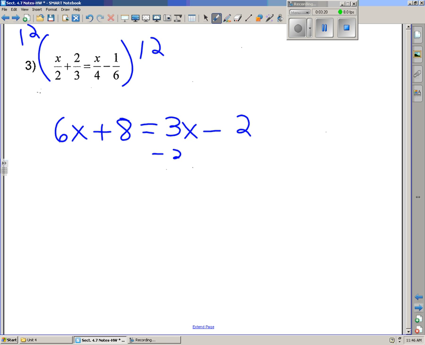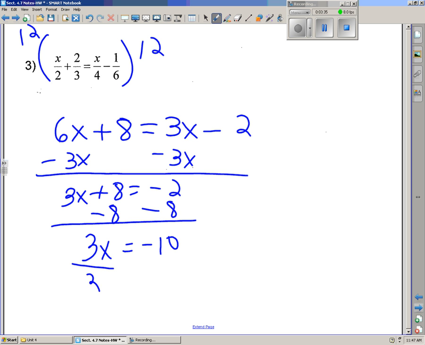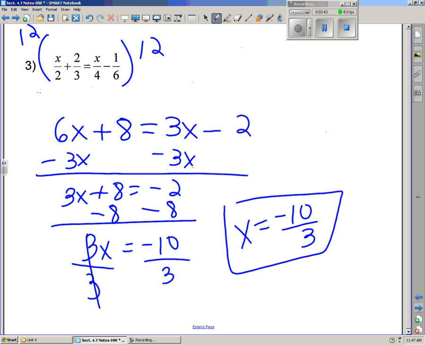Solve for x, subtract 3x on both sides. And then you get 3x plus 8 equals negative 2. Subtract 8 on both sides and get 3x equals negative 10. Divide both sides by 3 and you end up with a fraction. Not a big deal. Your answer is negative 10/3. It's okay to get non-integer answers. It's not a problem. Again, no extraneous values because there's no variable in the denominator.